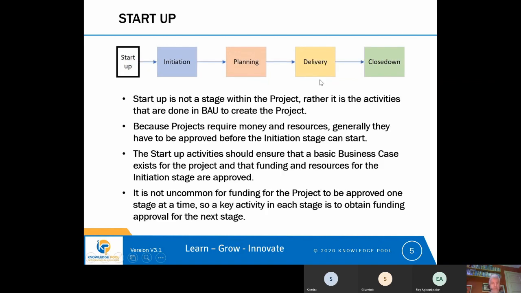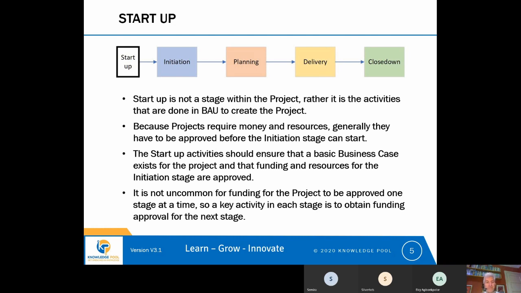So our first slide here is talking about startup. Now, startup isn't a stage within the project. Rather, it is the activities that are done within BAU to create the project. And we talked 2 weeks ago about what business as usual or BAU means, because BAU is the normal cycle of activities that a business will go through. And starting projects is a very regular thing that businesses do. It isn't done to a timetable, but it is done very regularly as and when a new project is needed.